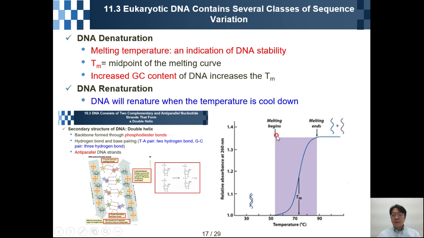Tm means the midpoint of the melting curve. So this is around 1.35, and this is the midpoint of the melting curve. The Tm is this temperature, which will be 72 or 73 centigrade. So this is Tm. If the DNA has increased GC content, the Tm will be increased. If the DNA doesn't have a lot of GC content, its Tm will be lower than the higher GC content DNA. So eukaryotic DNA shows a difference in DNA denaturation based on the GC content.